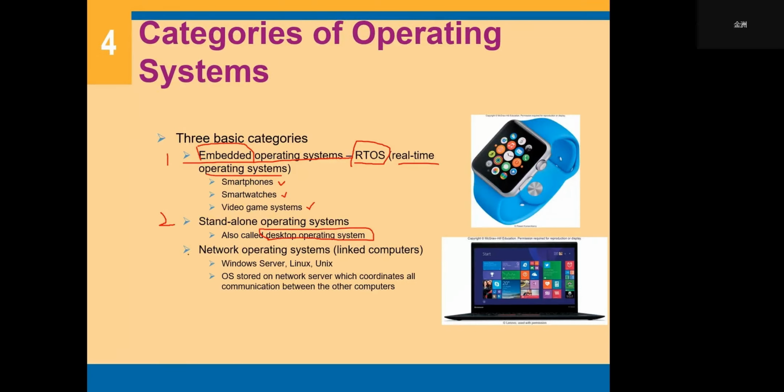The third is the network operating system, linking the computers. It controls and coordinates networked computers. The operating system is stored on the network server, for example, Windows Server. It coordinates all the computers with the other computers. So we may categorize the operating system into three basic types. This is also quite important.